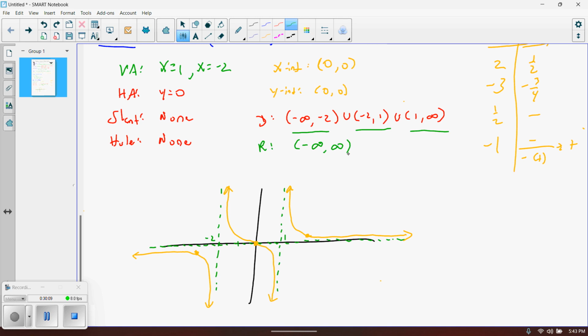Okay, that is plenty enough for this video. I'm going to try and find one example where we probably have a slant asymptote and even possibly a hole in the graph to see how you would graph those for the next video.